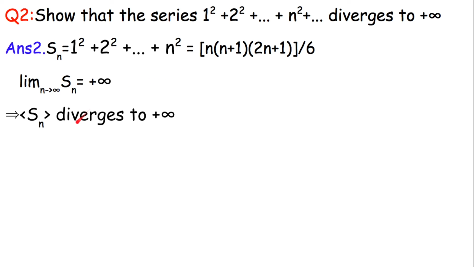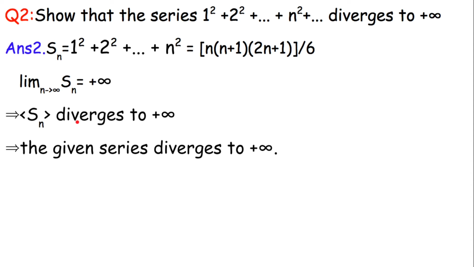So therefore, this sequence diverges to plus infinite. The given series diverges. This implies that the given series diverges to plus infinite. By looking at the relationship between any particular nth partial sum and the infinite series, we can deduce that if the sequence of partial sums Sn diverges to plus infinity, then the whole infinite series should also diverge to plus infinite.